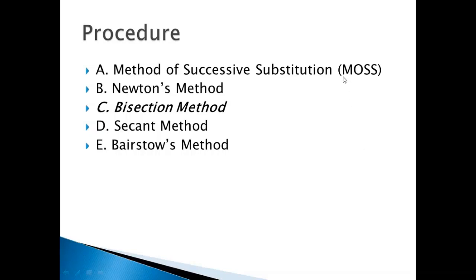Last time, we ended with the Moss and the Newton's method. Now we move on to the bisection method. The bisection method is also called the half interval method. When we say half, in Bisaya, that is katunga.